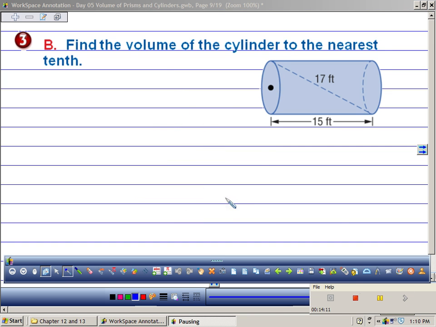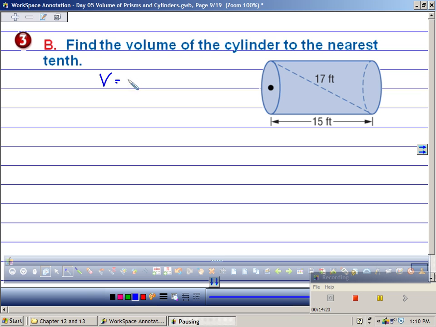Let's look at this one. Figure it out. Tell me what to do. You're going to use pi r squared times height. Volume is pi r squared times the height, because it's a circle. The height is 15. Now first we have to find the radius. We need the radius, so why don't I just find the diameter?